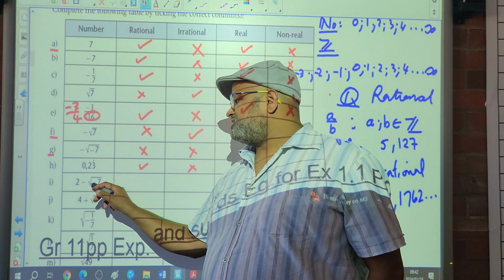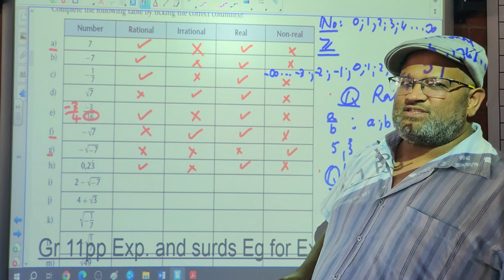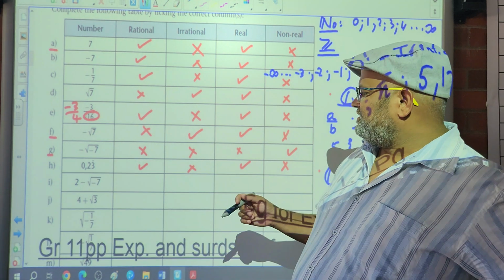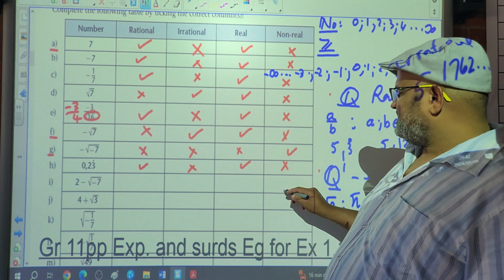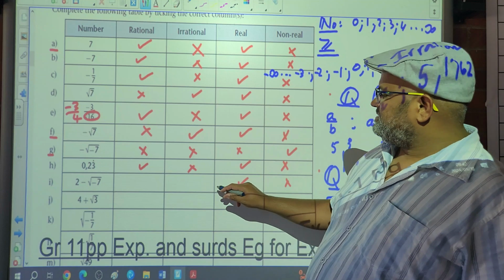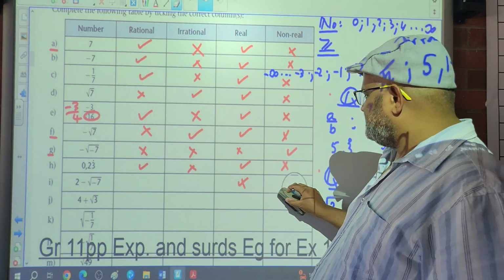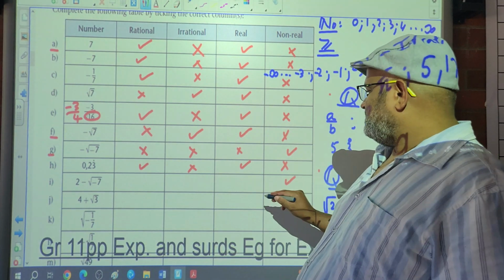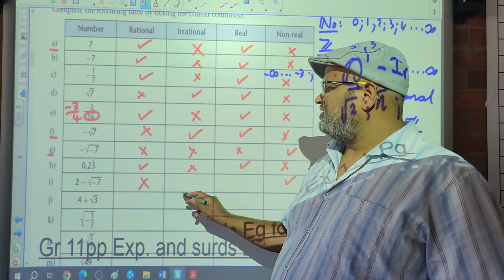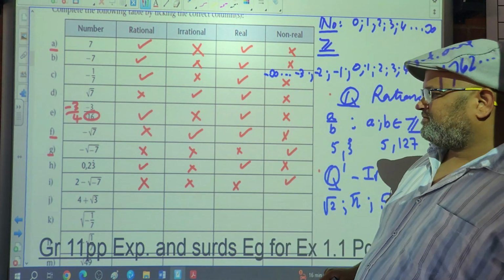2 minus the square root of -7. That is non-real. It's a complex number as we indicated, so it's non-real. So it's non-real, it's supposed to be a tick there. So is it rational? No, no, and no.